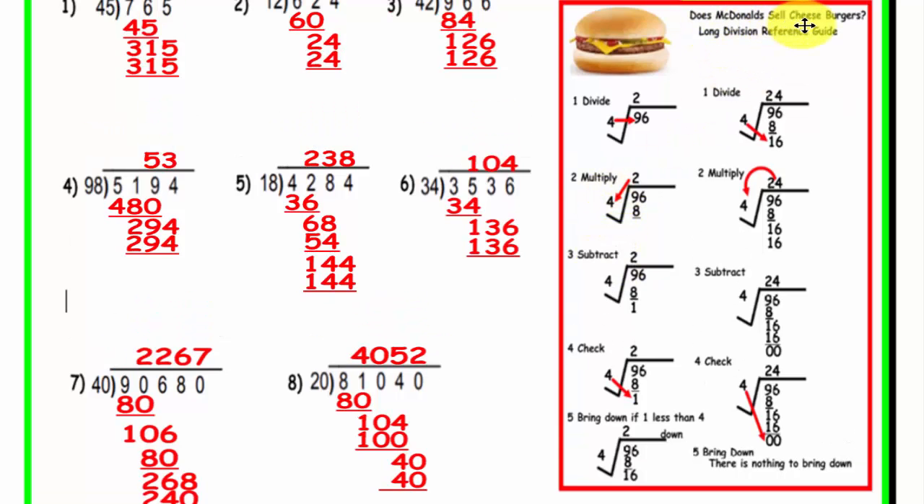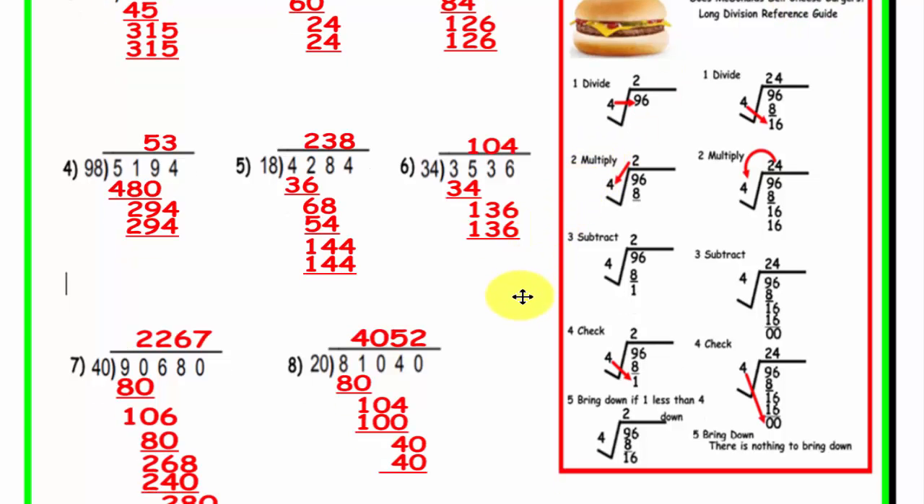Does McDonald's sell cheeseburgers? Long division, reference guide. Divide, multiply, subtract, check, and bring down. Okay? Learn, memorize your multiplication table. If you don't, you're going to struggle with division and the rest of your life.